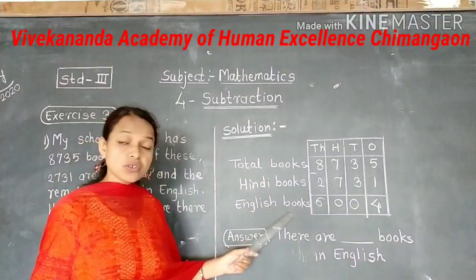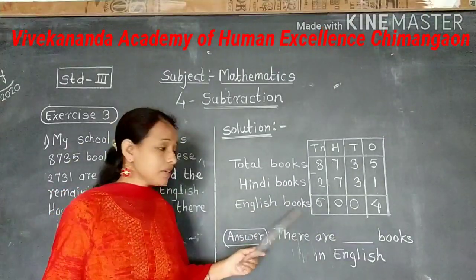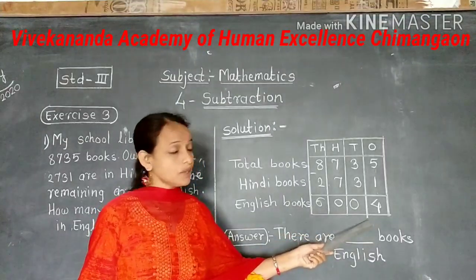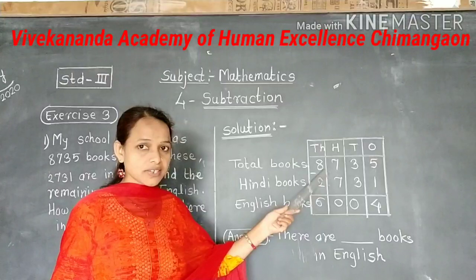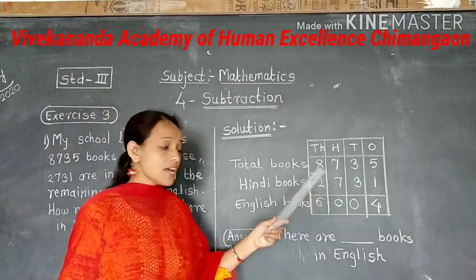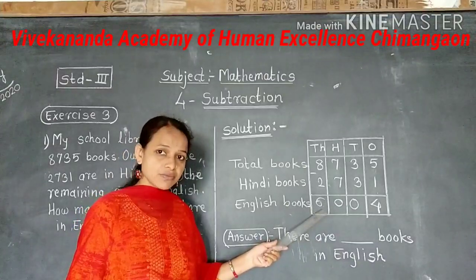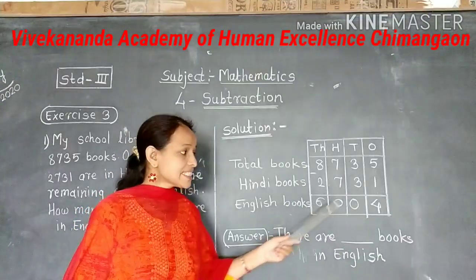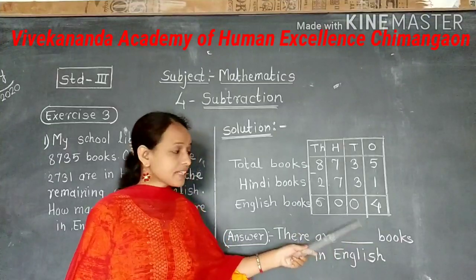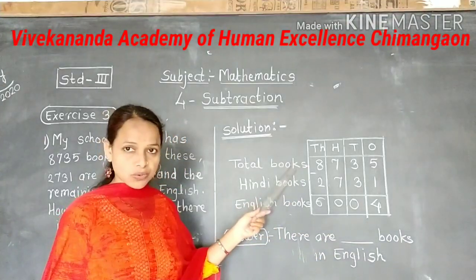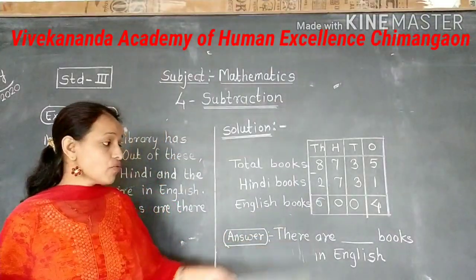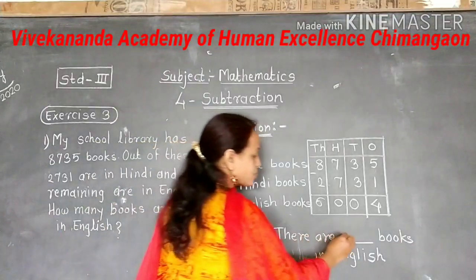So English books, how many are there in the library? 6004. See, total books are 8735. Hindi books are 2731. And the remaining are English books. So the number of English books is 6004. And how to get that? By subtracting Hindi books from total books. So there are 6004 books in English.